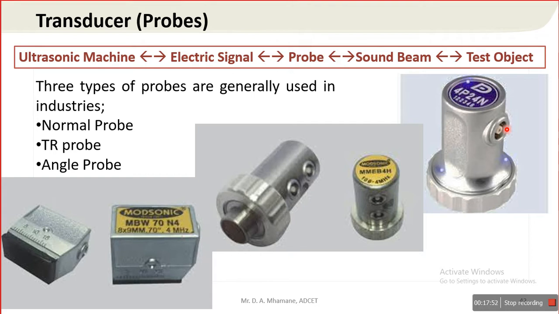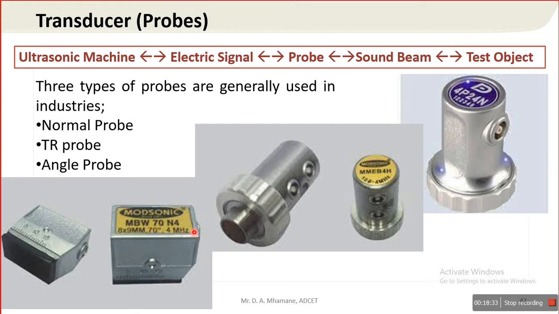So the third image represents a type of angle probe. If you consider the statistic which is printed on the probe, 8 by 9 mm means it is the size of the piezoelectric element. 70 degree means that this probe transmits the sound wave at a 70 degree angle, because this piezoelectric crystal is arranged at 70 degree inside this probe.